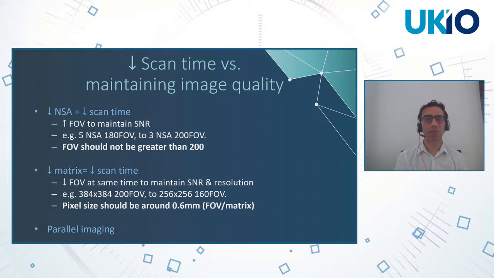Another approach is to reduce the matrix size. This decreases the scan time, but reduces the resolution. Reducing the field of view at the same time counteracts this by increasing the spatial resolution. Our overall aim should be a pixel size of around 0.6 millimeters.